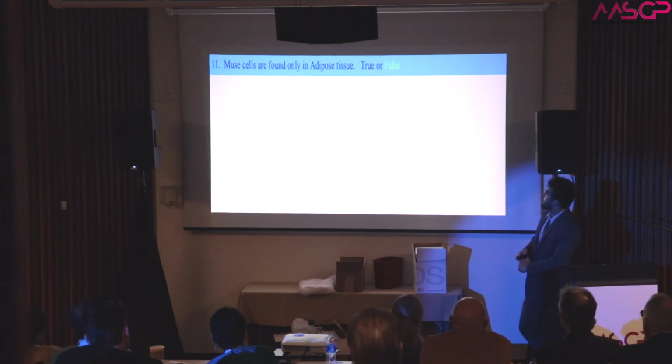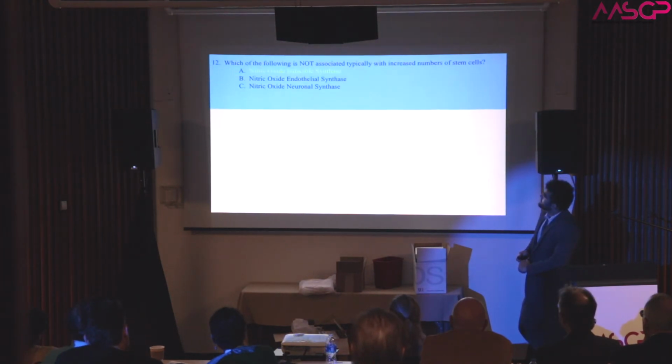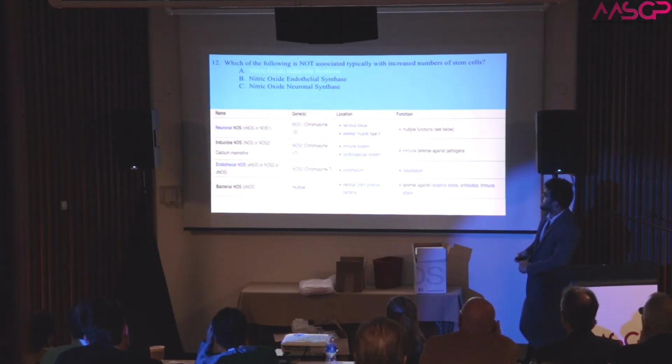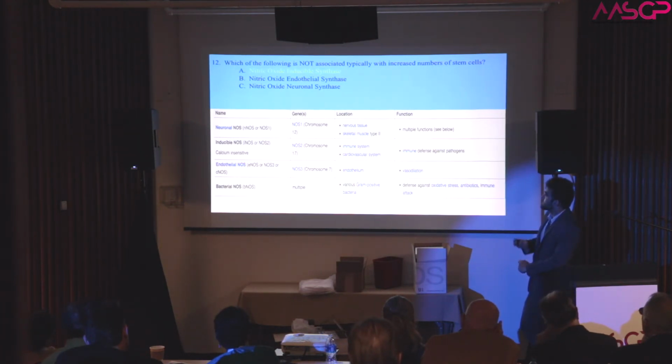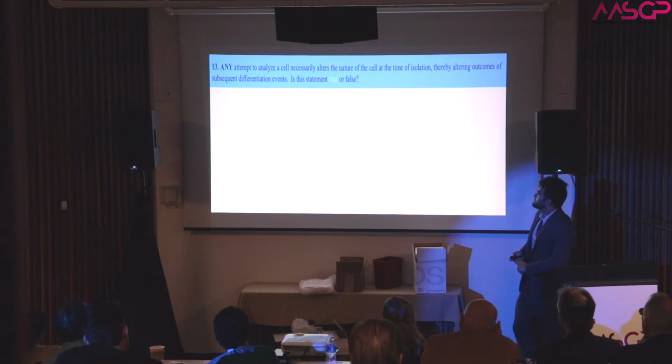Okay. All right, so going back, which of the following is not associated with increased number of stem cells? You have to know the different types of nitric oxide synthase. The inducible synthase is not associated with increased number of stem cells. There's a table showing that the inducible is involved with the immune system. We know that endothelial nitric oxide is involved in vasodilation. We saw a lecture about that earlier. Neuronal is involved in neural cells. But the inducible is involved with the immune system.